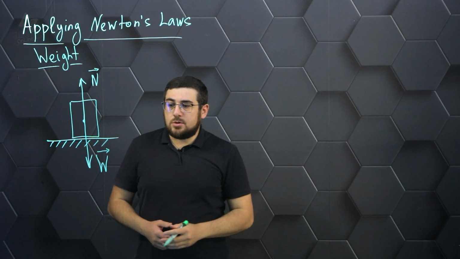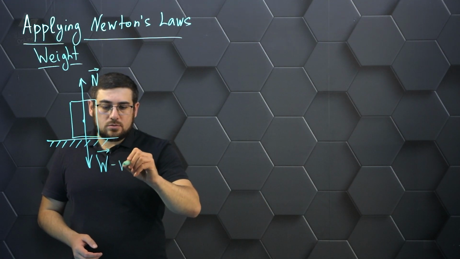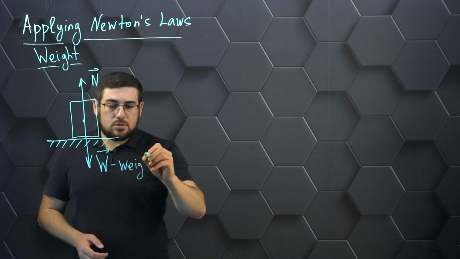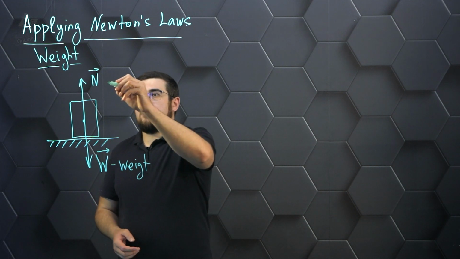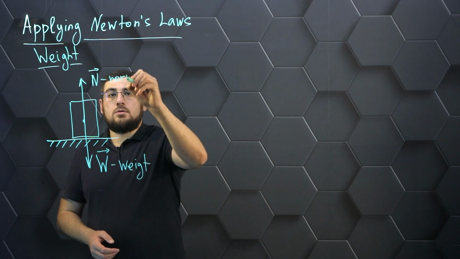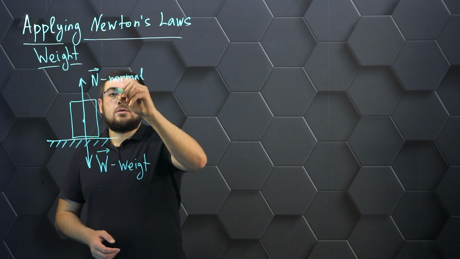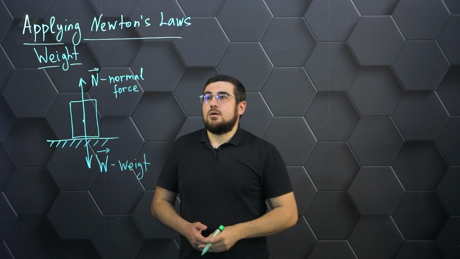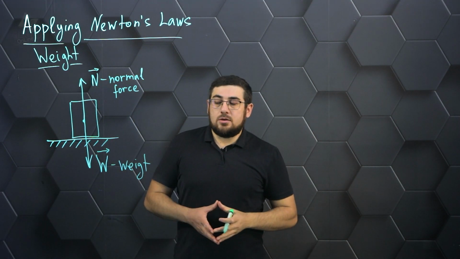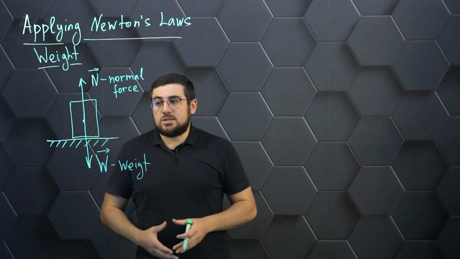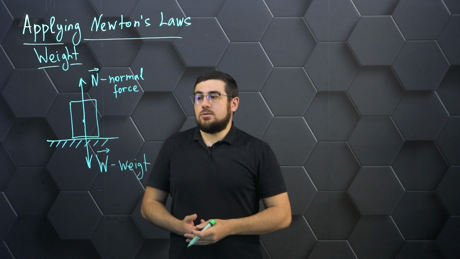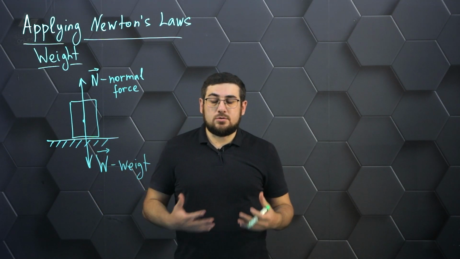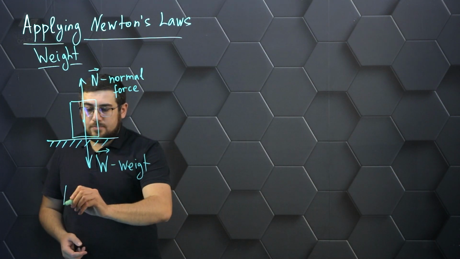So actually, let's label them. In this case, it's nothing more than the weight of this object and the force of the reaction of the support. These two forces, provided that the body is in a stationary state, will compensate each other. So the body is in equilibrium in this case. It will look like this.